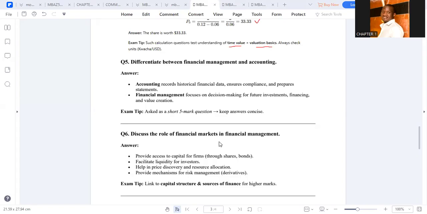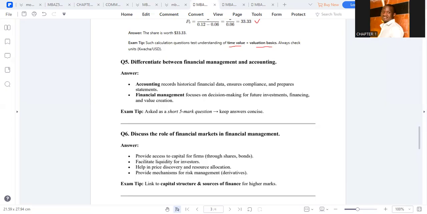Discuss the role of financial markets in financial management. What are financial markets and what role do they play? So financial markets are a platform where firms and investors interact. These play a very significant role in supporting financial management. So number one, they enable access to capital markets. Companies can raise funds for expansion from these markets through issuing equities like shares or debt like bonds.